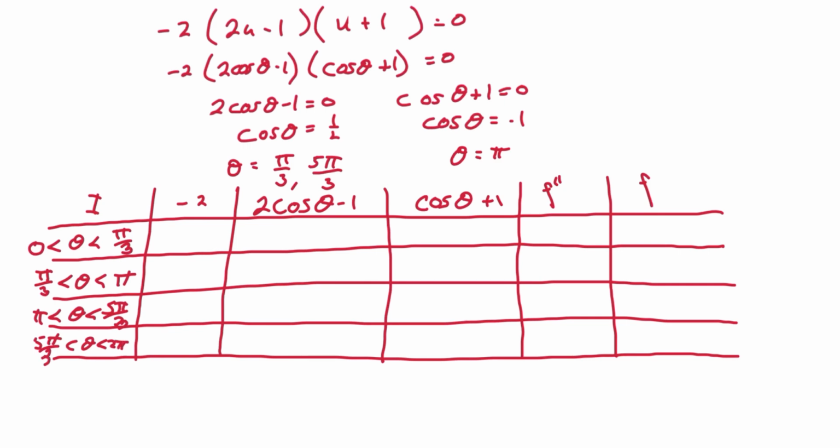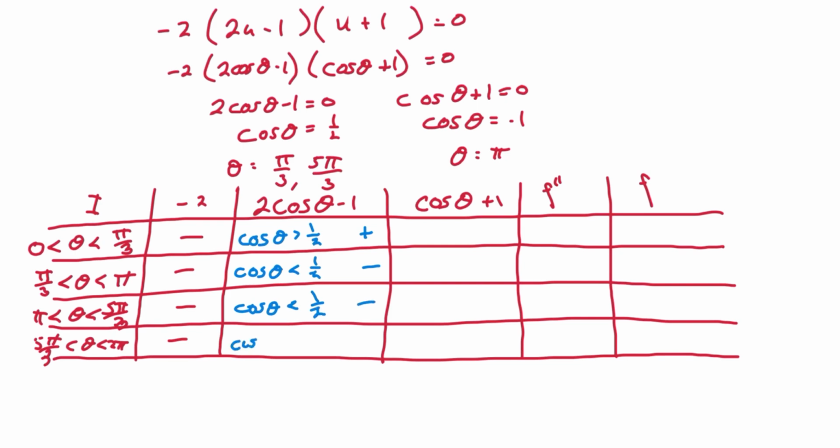So the first negative 2 is easy. Those are all negatives. In the next factor, 2 cosine theta minus 1. This might be more helpful if we think of this as comparing cosine theta to 1/2. In the first interval, cosine theta is bigger than 1/2. So we can think of that as positive in that interval. And then in the second interval, cosine theta is always less than 1/2, negative. In the third interval, cosine theta is always less than 1/2. And in the last interval, cosine theta is bigger than 1/2. So positive.